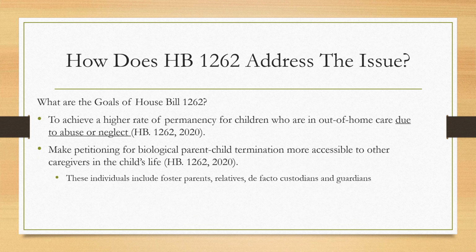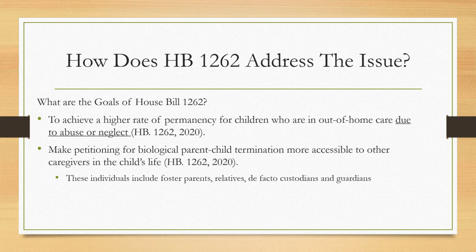The way they try to do this is by making petitioning for biological parent-child termination more accessible to other caregivers in the child's life. These individuals could include foster parents, relatives, de facto custodians, and guardians. So the way this bill went about doing this was by making petitioning for termination of the biological parent-child relationship available to more individuals, as before this, the number of people that could petition for termination was very limited.